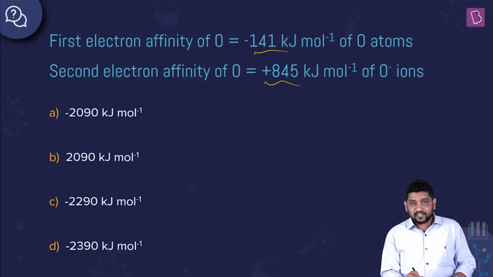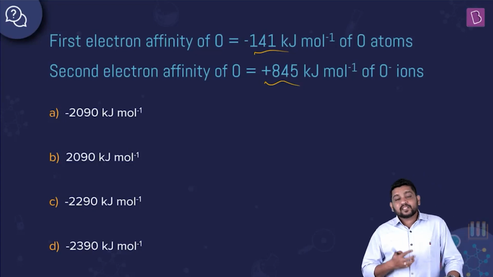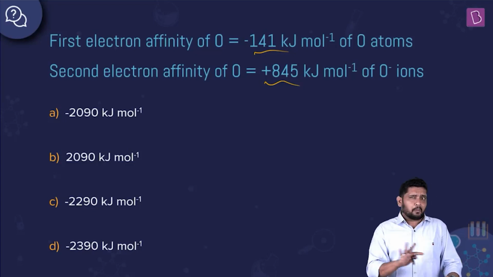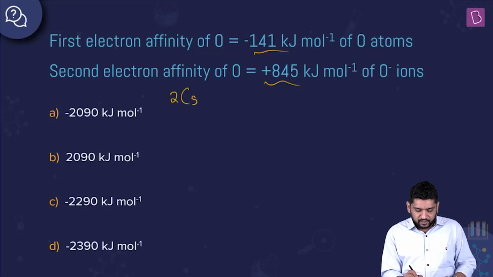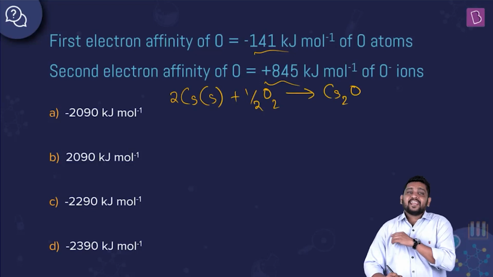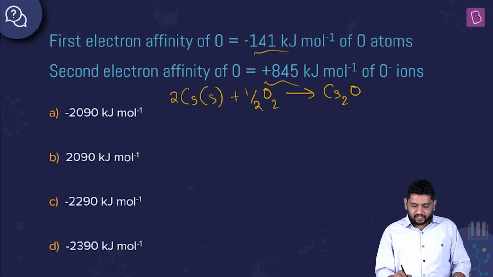So if I want to get Cs2O, 1 mole of Cs2O, enthalpy of formation is the enthalpy change when 1 mole of the substance is made from its constituent elements, required amount of constituent elements in their standard states. So 2 cesium in solid form plus half O2 giving you Cs2O, just like you have your Na2O, just like K2O, first group oxide. So this is the net reaction that you can think of.